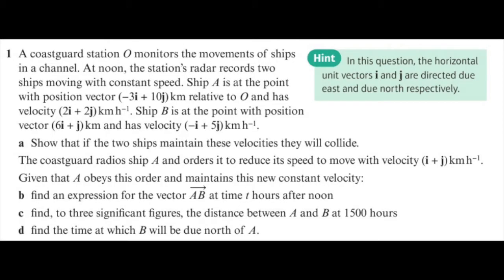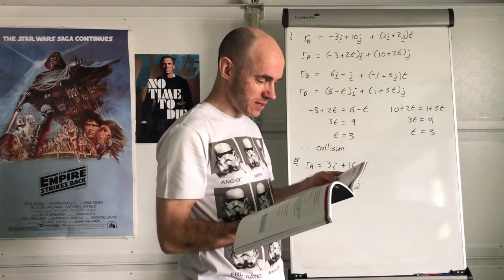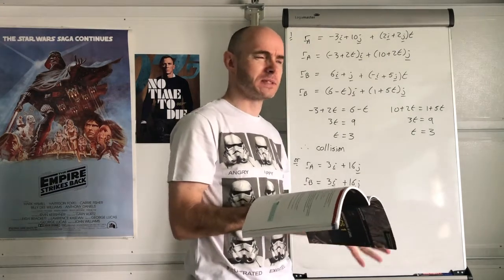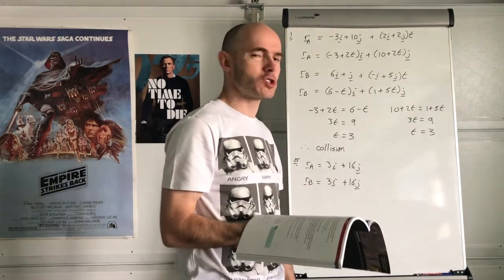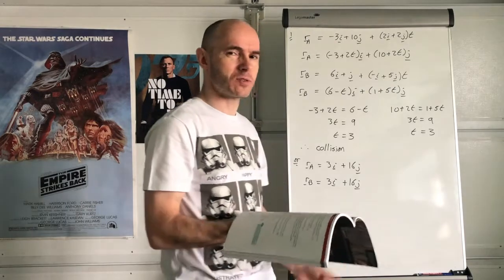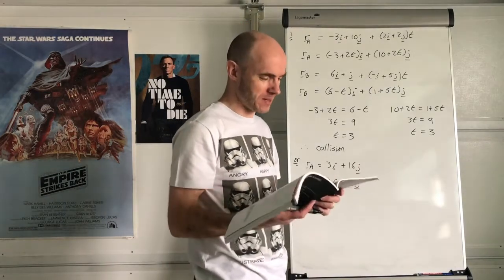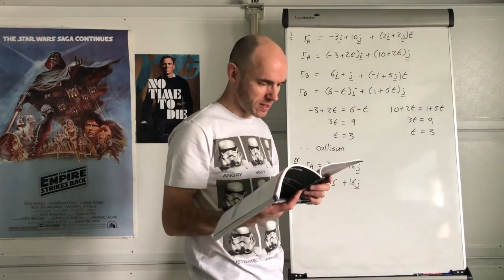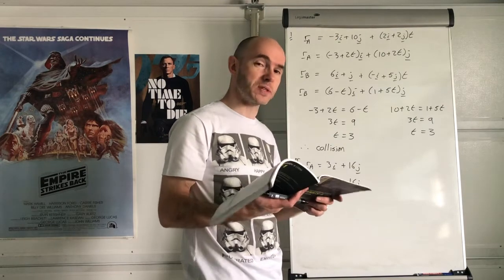The Coast Guard radios ship A. Well, they better do really, haven't they? Otherwise they're going to collide. It orders it to reduce its speed, to move with a different velocity. So that's one thing they can do. They don't have to tell it to stop or take drastic action. They just tell it to reduce its speed, or in this case, to move with a different vector.